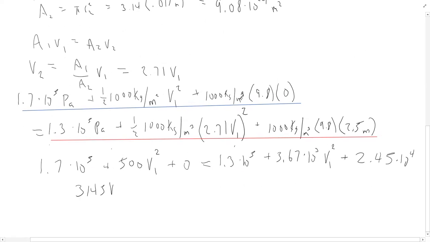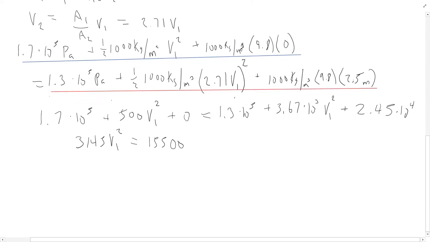Now combining like terms, that gives us 3,145 V1 squared is equal to 15,500. So if we divide both sides by 3145 and take the square root of both sides, we get that V1 is equal to 2.22, and we were careful to make sure that we had SI units in all of our input. That means we're going to get the SI unit of velocity out, which is the meter per second.